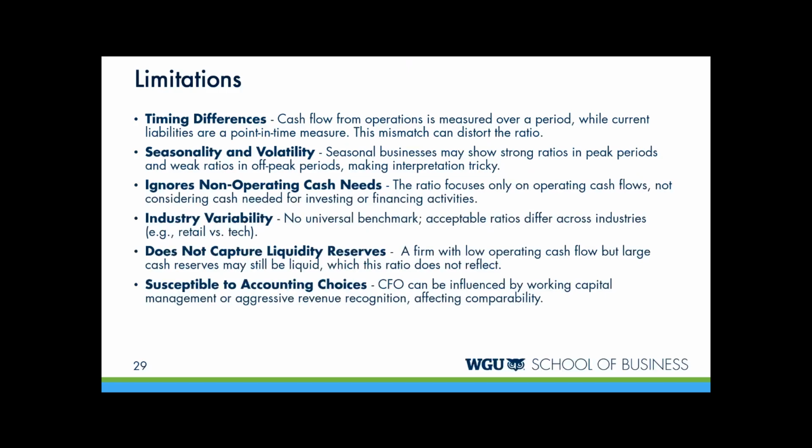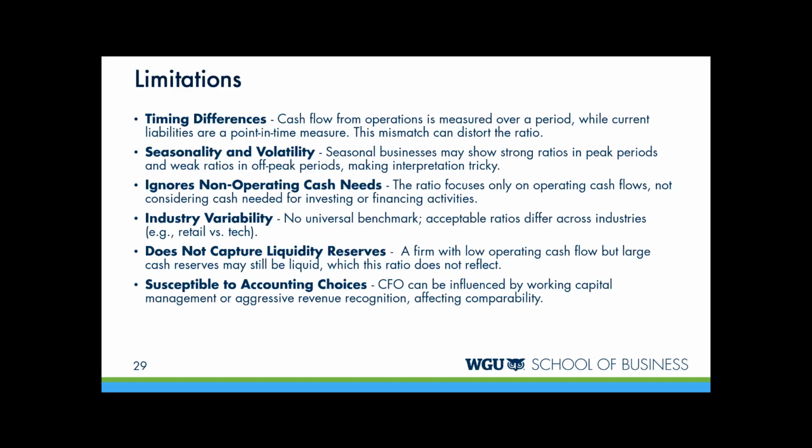The other thing we have to consider is seasonality and volatility. So if we have a very seasonal business, like anything that's reliant on the holidays, like Christmas trees, for example, or even retailers, a lot of retailers depend very heavily on the holiday periods. So it's going to show strong results for this ratio in peak periods and weak values in off periods. So this can make the interpretation really tricky for any type of industry that is purely seasonal.